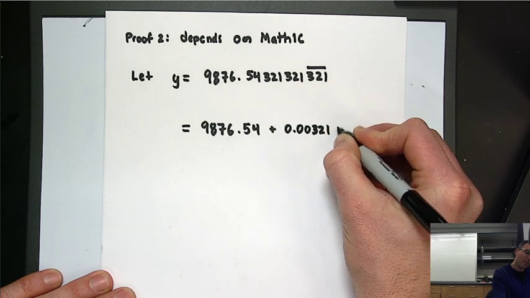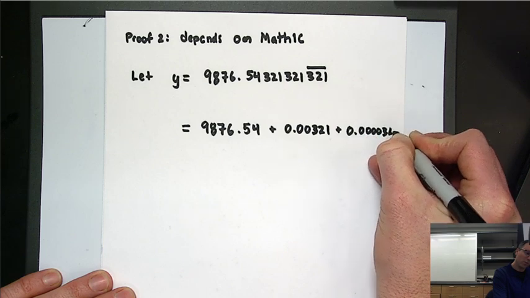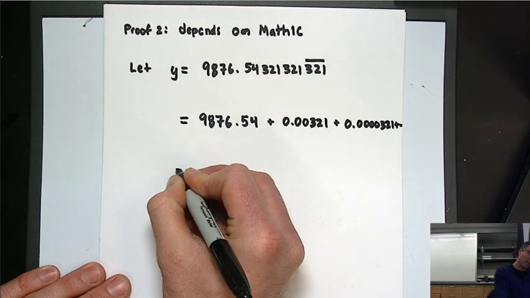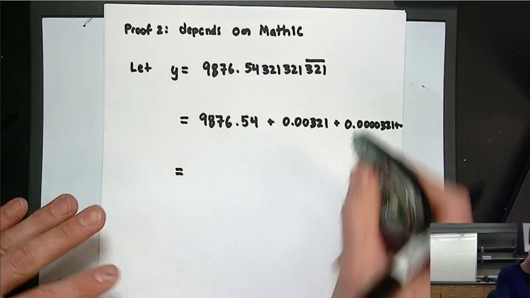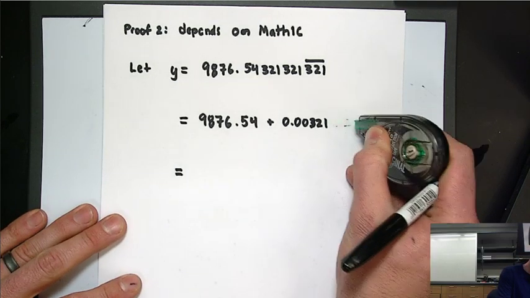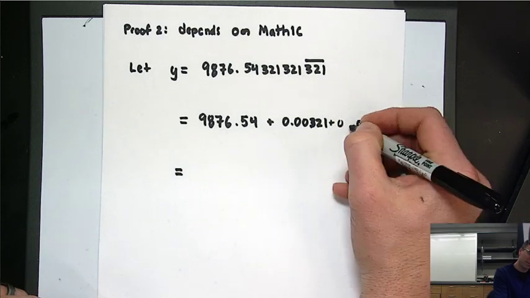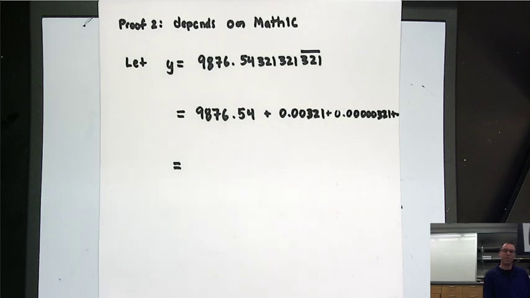321, 0.321 plus dot dot dot. Okay. Okay. I was just checking to make sure you were awake. At least 2 of you are awake. And a few of you are skeptical, which makes me very happy. Okay, now what?